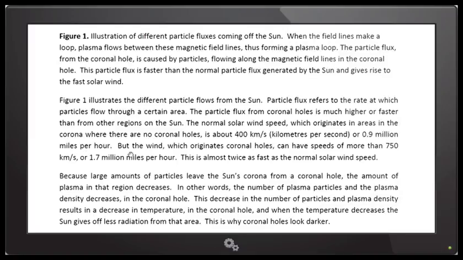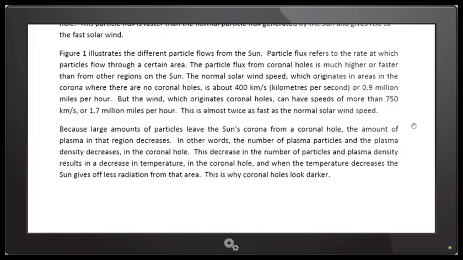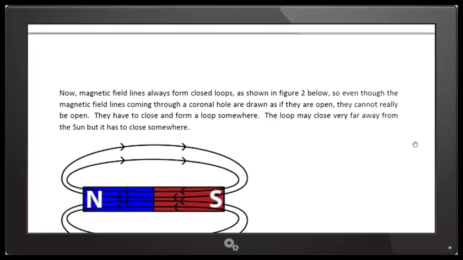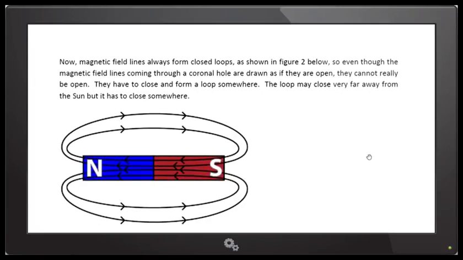As the report goes on here, it states that the solar winds which originate in coronal holes can have speeds of more than 750 kilometers per second, or 1.7 million miles per hour. Now, ladies and gentlemen, last week we saw a coronal hole produce solar winds at 2.5 million miles per hour. That is absolutely extreme. And we're going to go ahead and move further down here. We're going to start talking about some of the magnetics and the magnetic field lines of the sun.